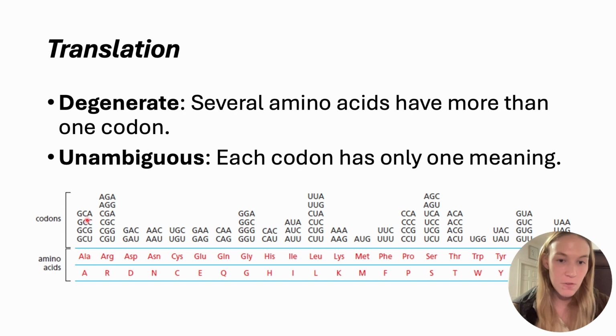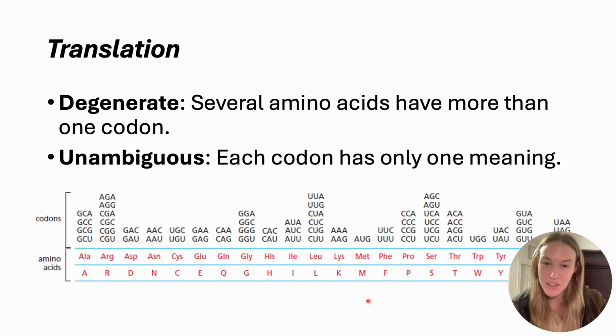So alanine has 4 different codes that code for alanine. For arginine, there are 6 different codes that code for arginine. So the ones that have multiple codes, these are degenerate. If they only have 1 code, such as methionine or tryptophan, then we call them unambiguous. And this is really just a matter of the math here.